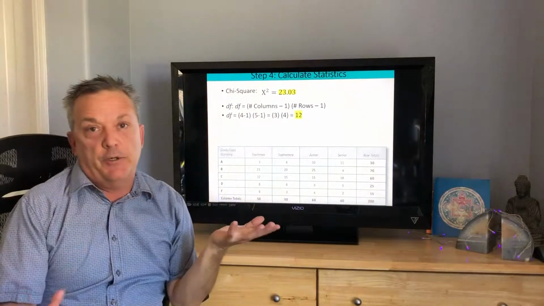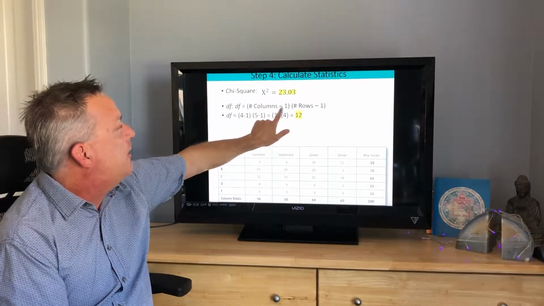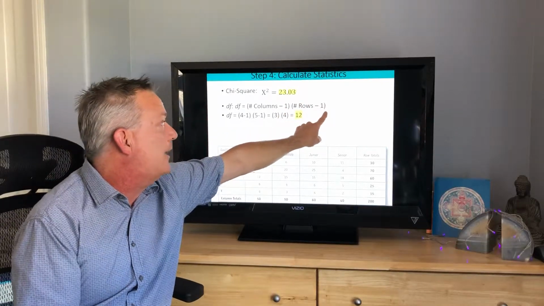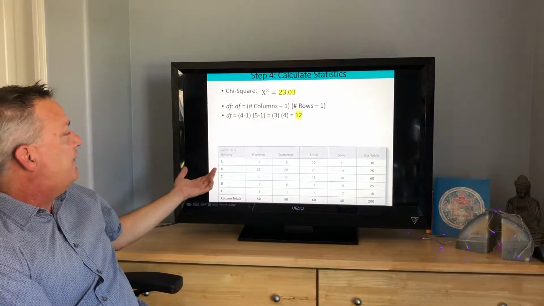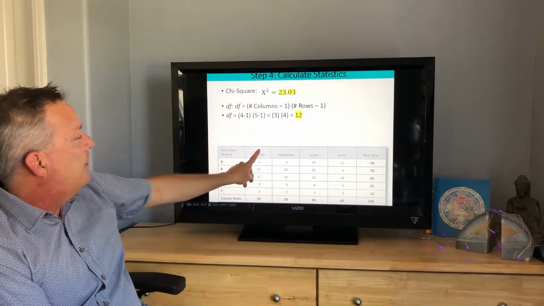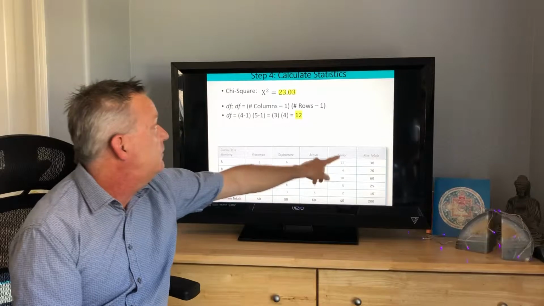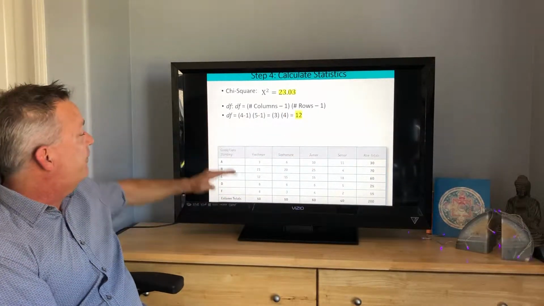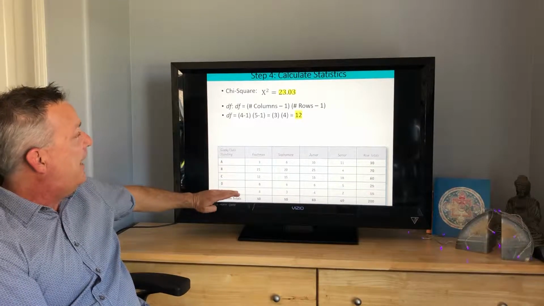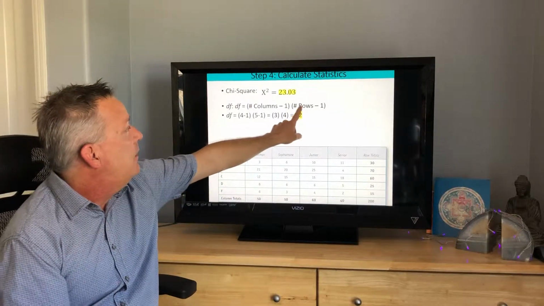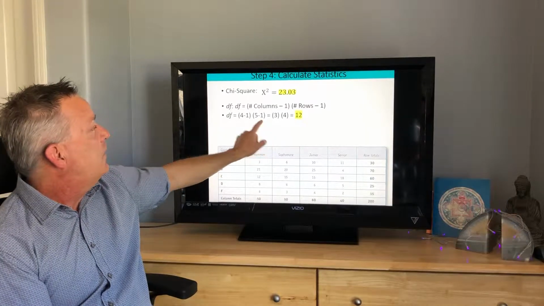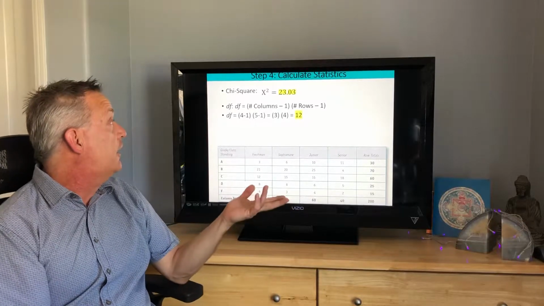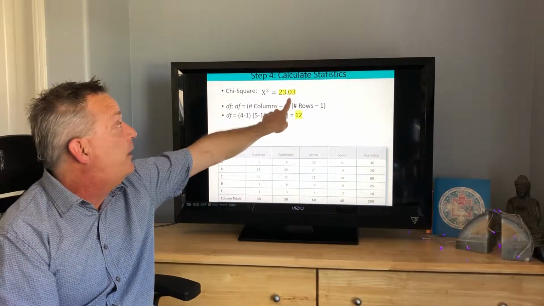And how do you figure out the degrees of freedom? Well, you take the number of columns and subtract 1, and multiply it by the number of rows and subtract 1. So let's take a look at the number of columns here. 1, 2, 3, 4. So we have 4 minus 1. Let's take a look at the number of rows. 1, 2, 3, 4, 5. And you have 5 minus 1. That gets you to 3 times 4, and that's 12. So our degrees of freedom is 12, and our chi-square value is 23.03.